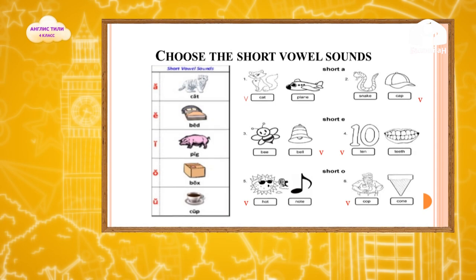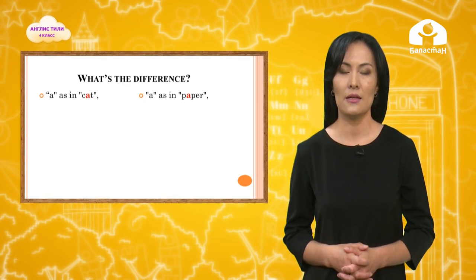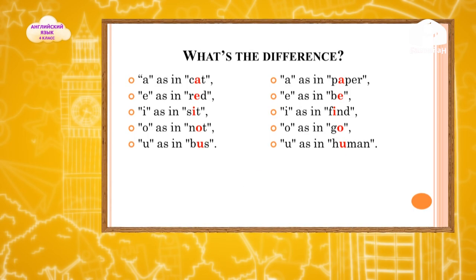Now, look and say, what's the difference? A as in cat and A as in paper. E as in rat, E as in bee. Letter I as in sit and I as in find. Letter O as in not, O as in go. Letter U as in bus and U as in human.